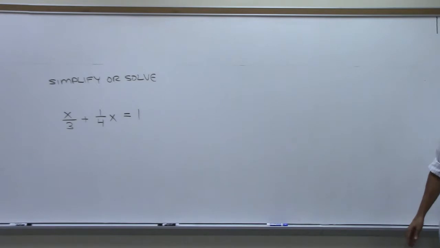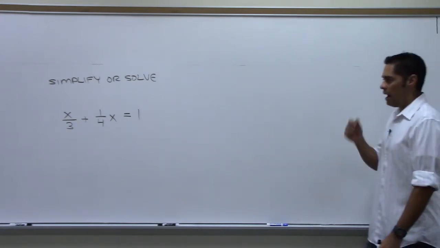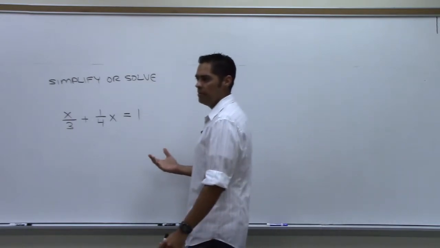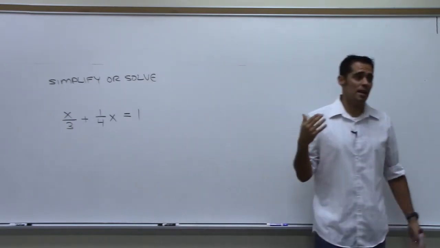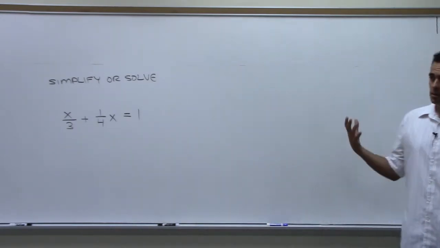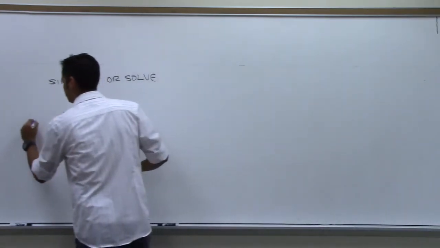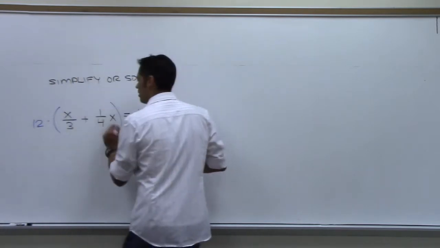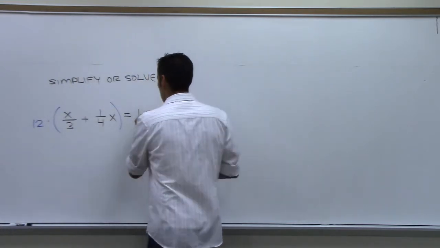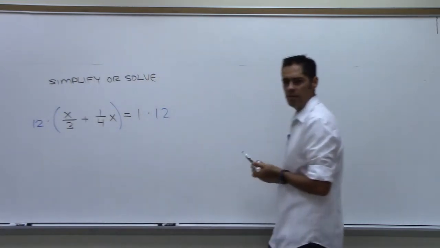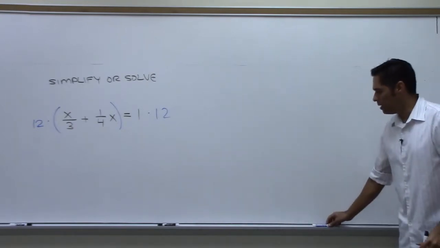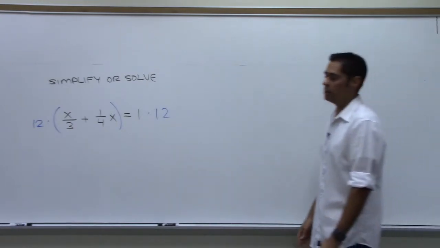Totally different ball game now, right? We have a linear equation. I have fractions. I don't like fractions. I'm going to clear the fractions. So I'm going to multiply both sides of the equation here by 12. Since there's two terms, I need parentheses. Over here, 12 times 1 is just going to be 12. So that's pretty clean. And let's see if we can do this one a little bit faster.